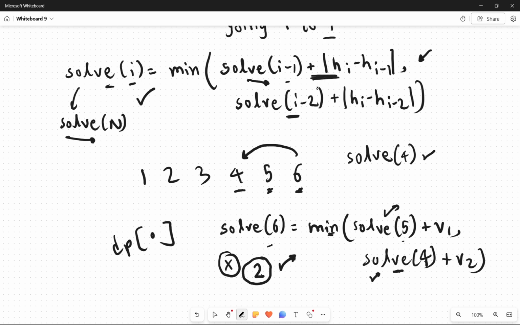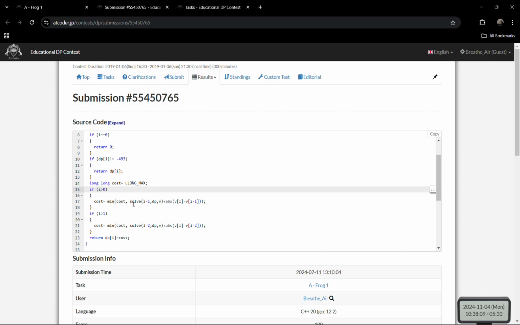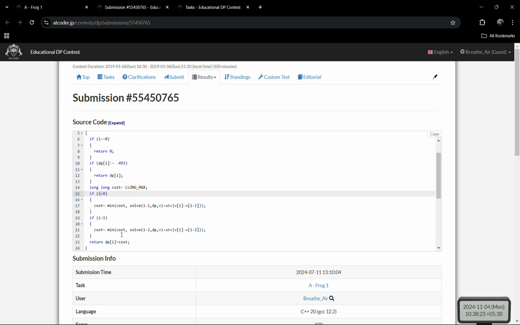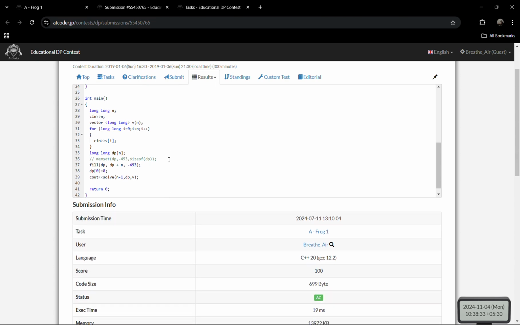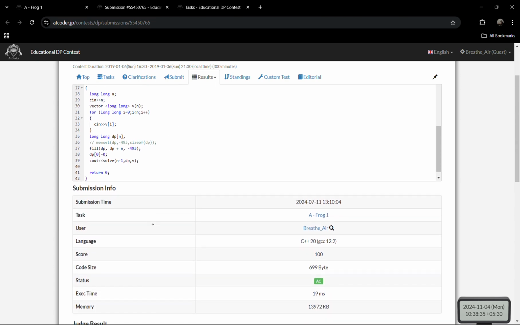So this is the first case, and the second case is that the frog jumps from the (i minus 2)th stone to the ith stone. It is handled here, and again one check is required. If i is greater than 1, then only we will enter the statement. And finally we will return cost, and we will memoize cost into the dp. So return dp of i is equal to cost, and that way finally we will get the answer.